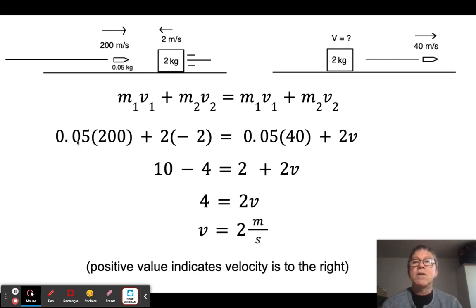So I'm going to say 200 times 0.05 equals 2 kilograms times negative 2. You just got to keep your positives and negatives in mind here. Afterwards, I know that the bullet is still traveling in the positive direction at 40. And I want to find out what the velocity is of my 2 kilogram object. And when I solve this, I come up with a positive 2. So what that means is it was going this way at 2 meters per second, and afterwards it's going this way now at 2 meters per second.